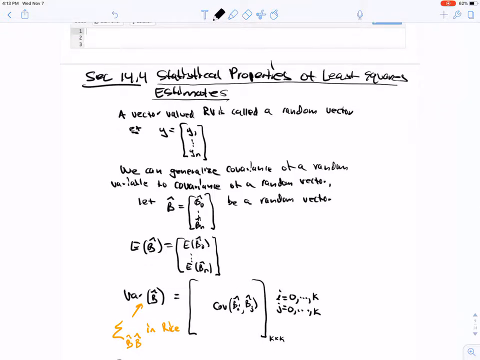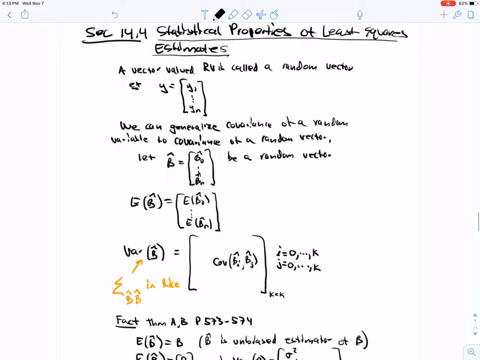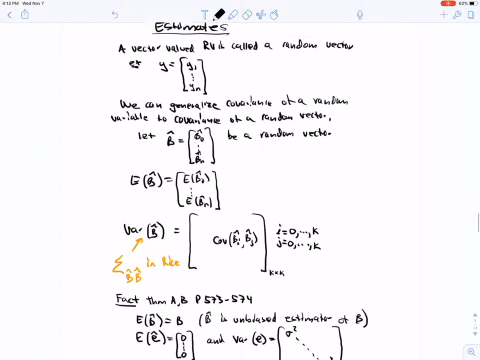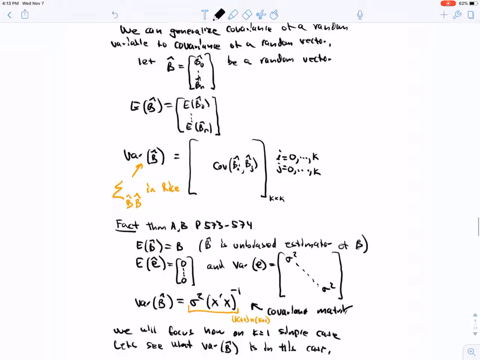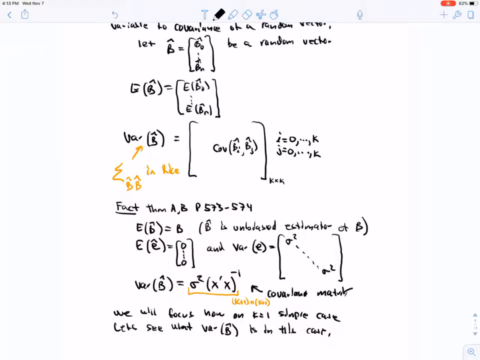Then we briefly talked about the statistical properties of least squares estimates, so introducing the notion of random vector. And so we can talk about the expectation of a random vector and the variance of a random vector. The variance of a random vector is a variance covariance matrix. This is a k, actually it's a k plus 1 by k plus 1 matrix.